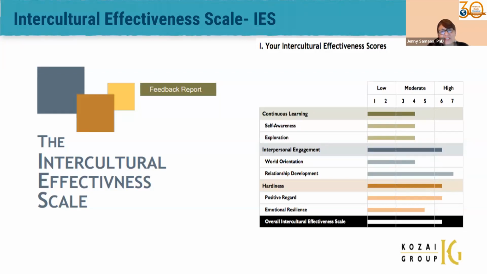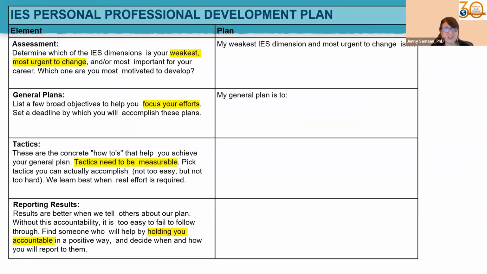Now, we ask that students take this report and this information that they have about themselves and develop a personal professional development plan. We know that increasing cross-cultural capacity, awareness, and the ability to navigate well through cultures is a lifelong journey. And so we ask students to figure out which are their weakest, which areas they'd like to work on, how they will do that, and then how they will hold themselves accountable.